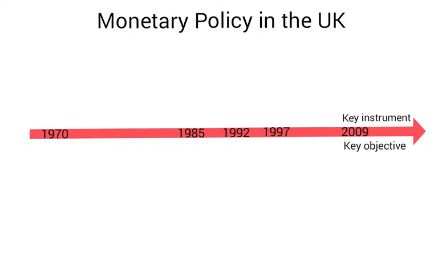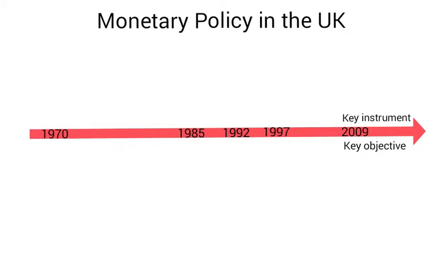So what I want us to do is think about the monetary policy in the UK, and we're going to start in the 1970s, which is when the monetarist school of thought really started developing. So monetary policy has really been a key area of macroeconomic policy since then, and we're going to try and bring it right up to the present day.